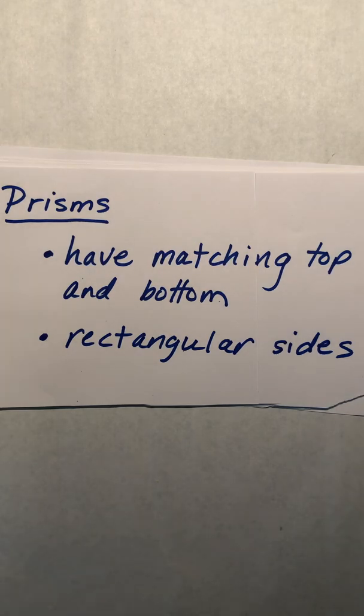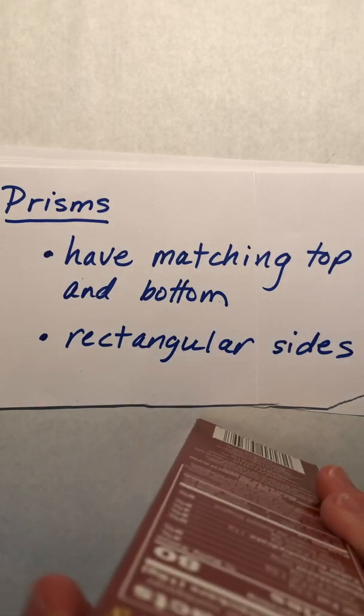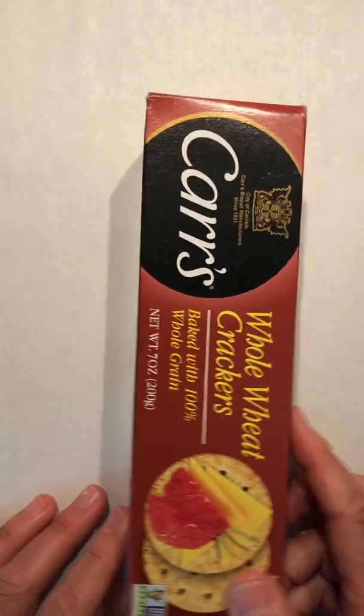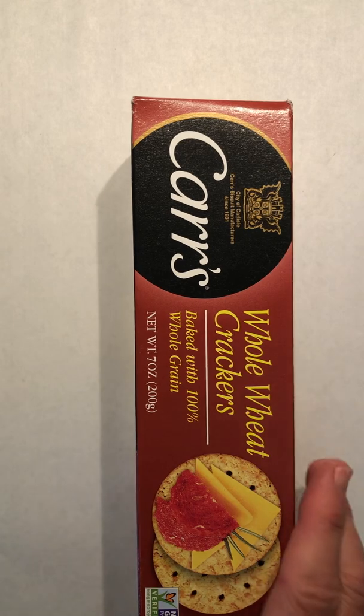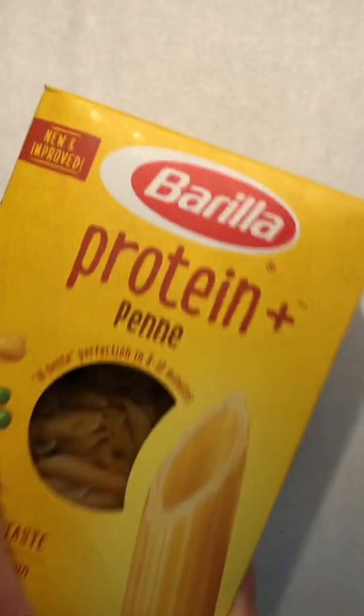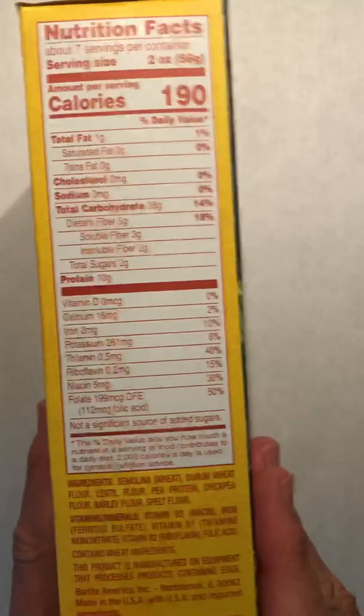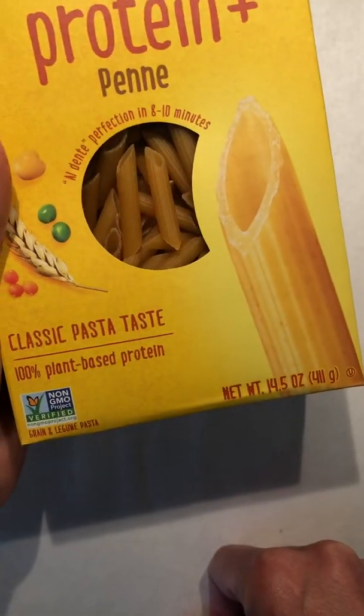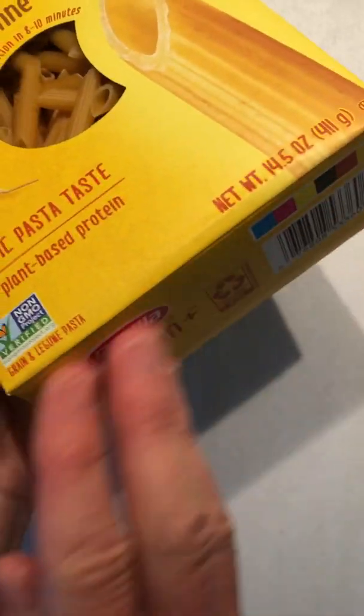So for instance, a box of crackers has the top, the bottom, and rectangles along the sides. So there's one example of a prism. Here's another example. So you can see that it has rectangles along the sides, and the top and the bottom are congruent. So rectangular prisms. We call them rectangular prisms because the bases are rectangular shaped.